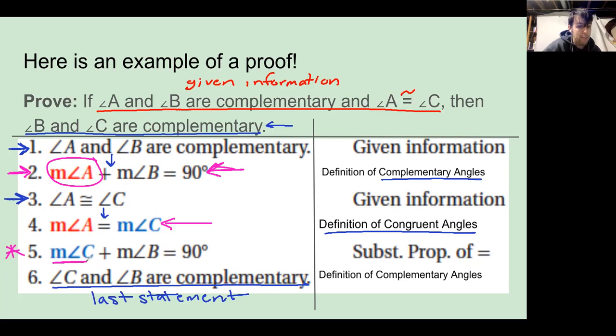This is kind of mathematically what it means to be complementary angles. It means those two angles add to 90 degrees. Therefore, based on the definition of complementary angles, since they add to 90, we can say that they have to be complementary to each other, and we concluded our proof.